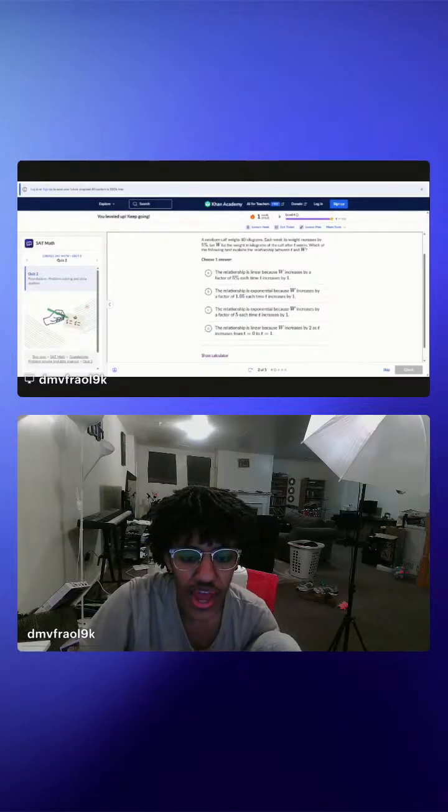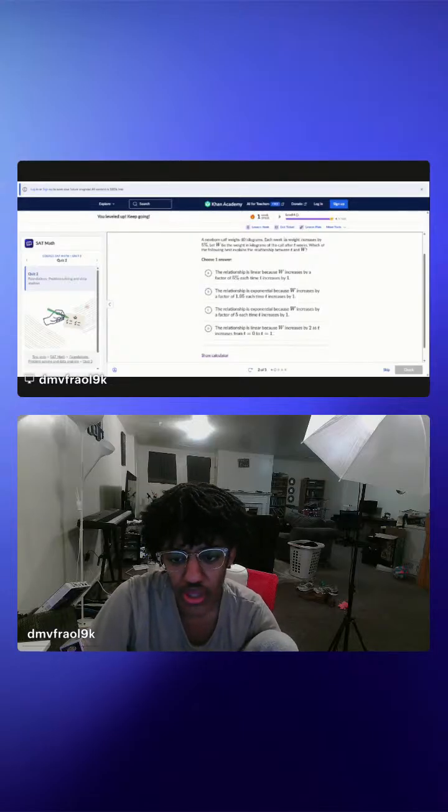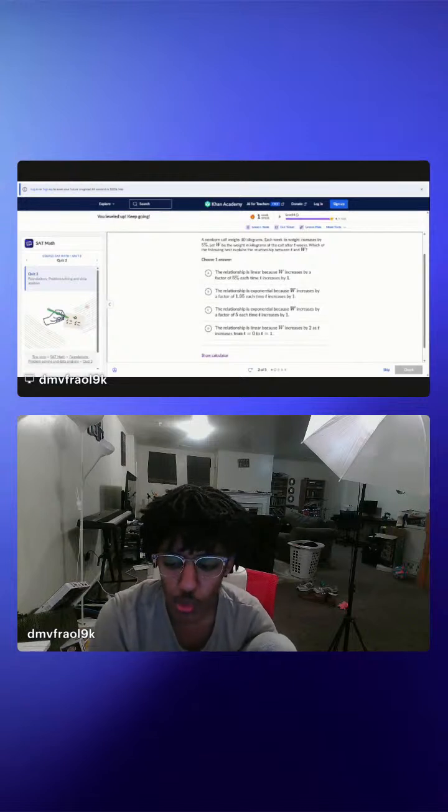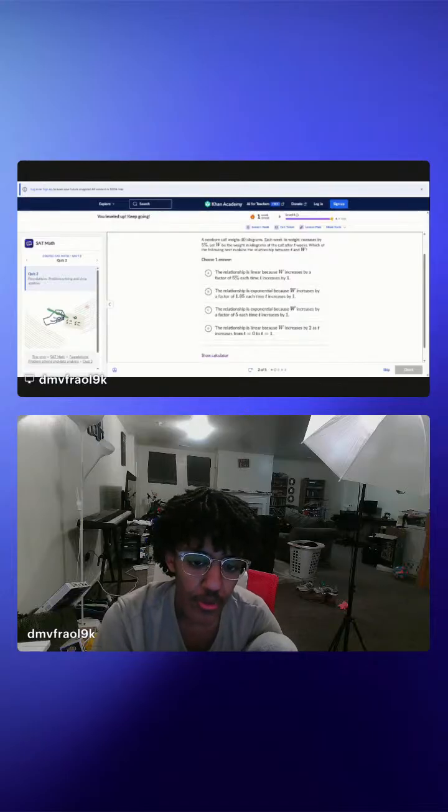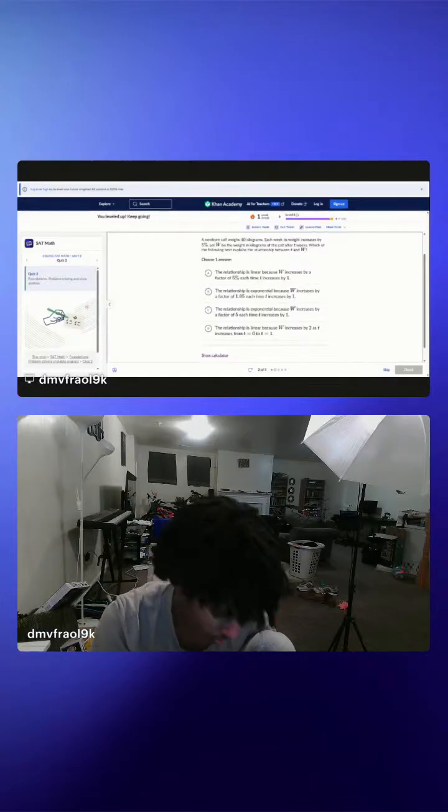A newborn calf weighs 40 kilograms. Each week its weight increases by 5%. Let W be the weight in kilograms of the calf after T weeks. Which of the following best explains the relationship between T and W?